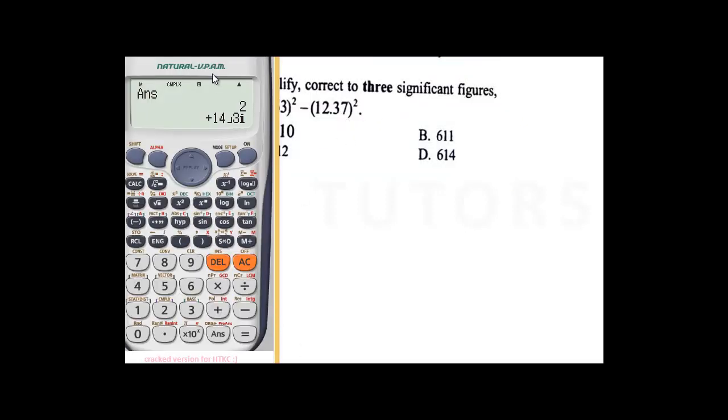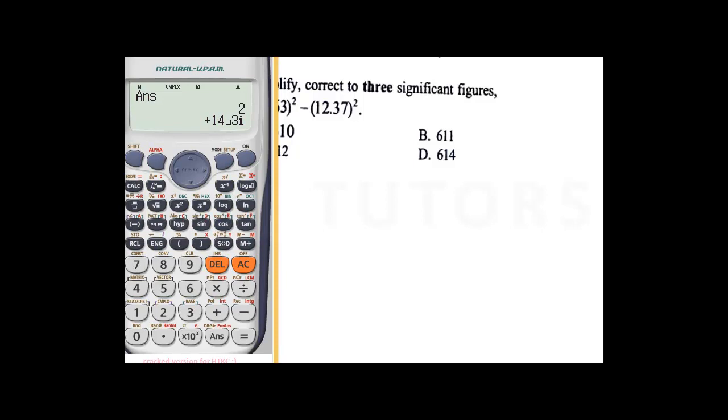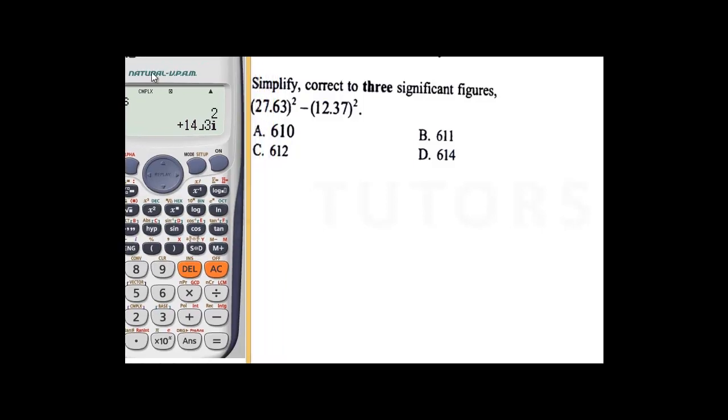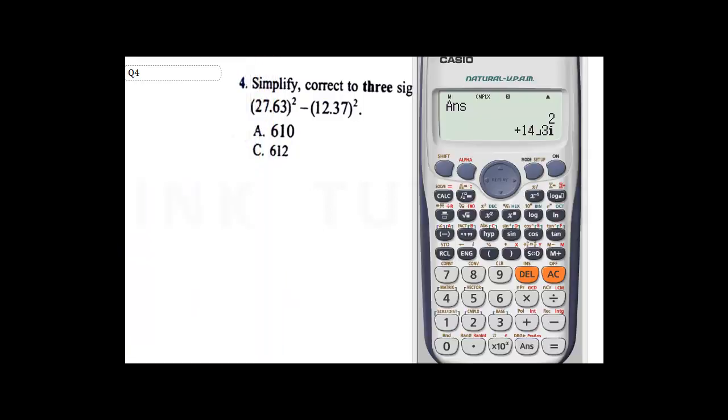So it says we should simplify. Okay, so we need to simplify this. So the first thing we're going to do is punch this value in our calculator. Our calculator is in complex. Let me change it. Okay, so we're going to say 27.63 square minus 12.37 square.